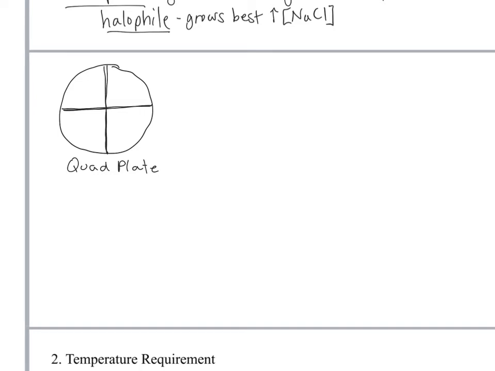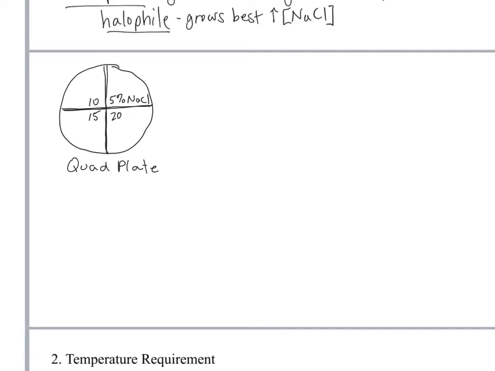Okay, because we've changed this over the years. One quadrant has 5% salt, one has 10, one has 15%, and one has 20%. I believe your data table may say 25%, but I think it's 20. All right, so increasingly hypertonic concentrations in each quadrant.